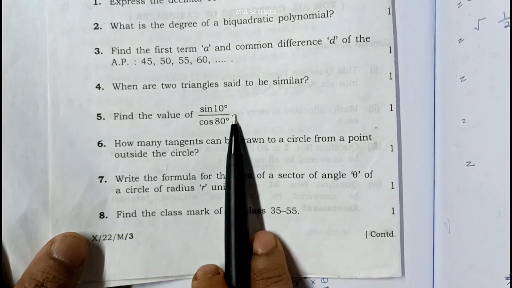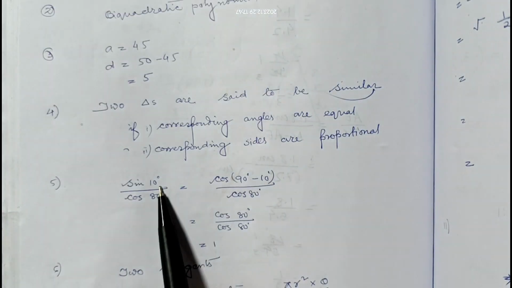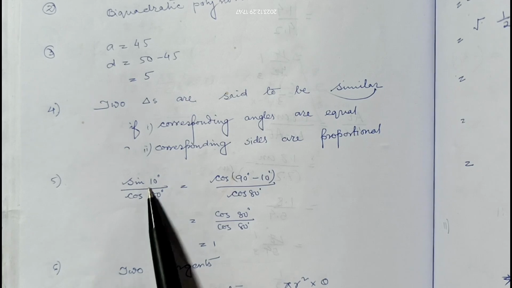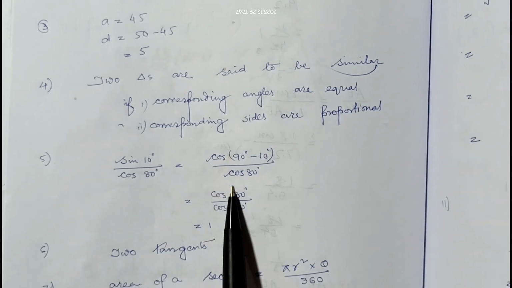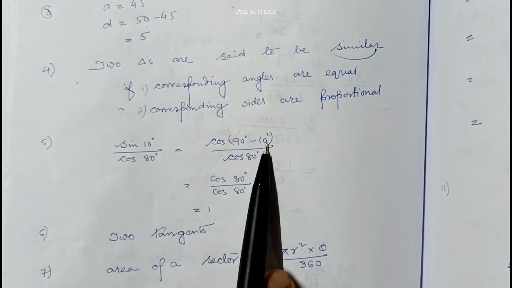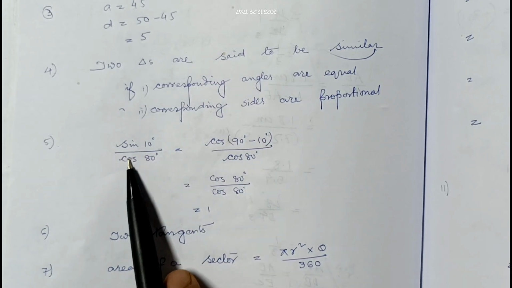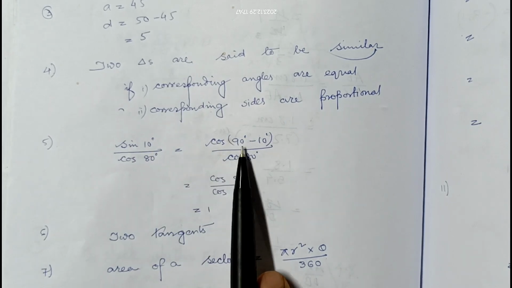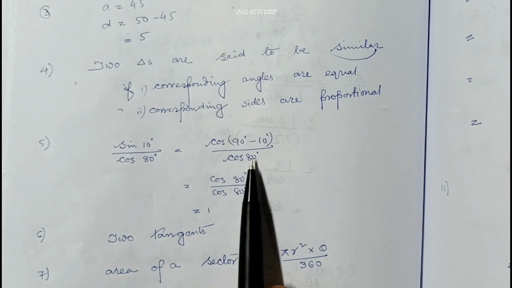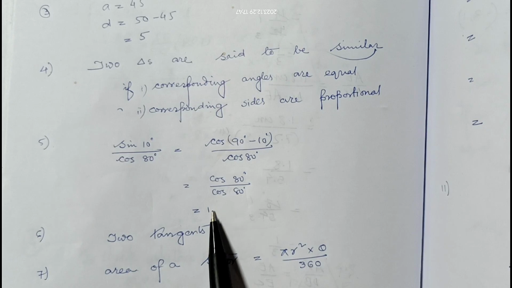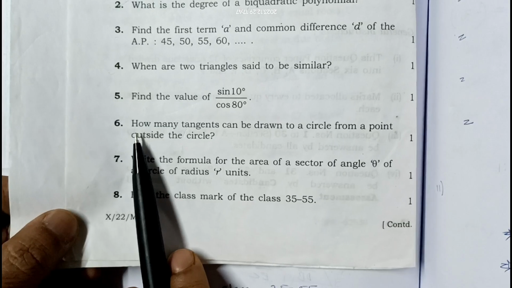In question number 5, it is given, find the value of sine of 10 by cos of 80. Here, out of numerator or denominator, any one we have to change, and we have to make the same trigonometric ratio. Here sine of theta can be written as cos of 90 minus theta. Then we are not changing the denominator, it will remain as it is. So instead of sine 10, we have written cos of 90 minus 10 by cos of 80, which will give cos of 80 by cos of 80, which can be cancelled. So answer is 1.